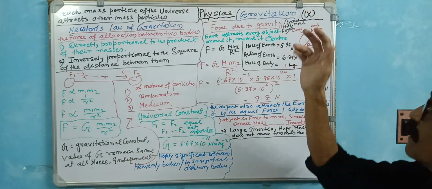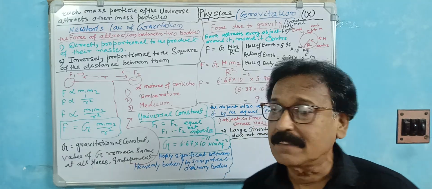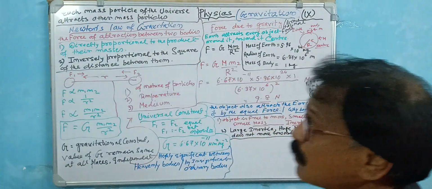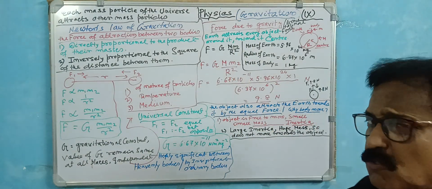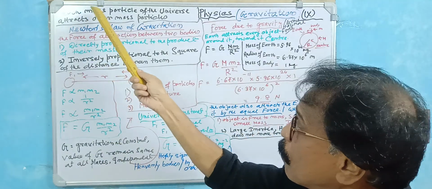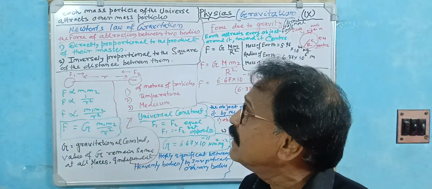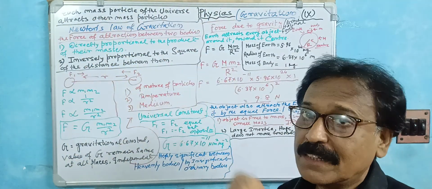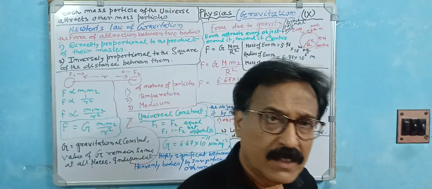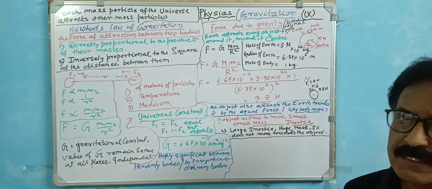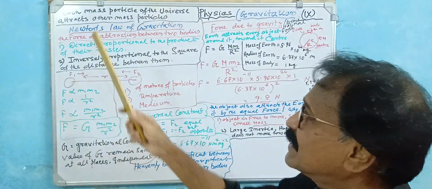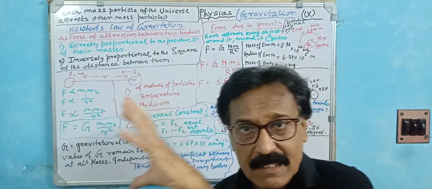So what is this? The physics of gravitation. This is especially for class 9 ICSE, CBSE and all these boards. Now, starting here, the main thing is that this is a natural phenomenon from the starting of the universe, before Newton. This is the main concept: each mass particle of the universe attracts other mass particles. It is a very important thing. Two masses in the universe always attract each other. This is a natural phenomenon.